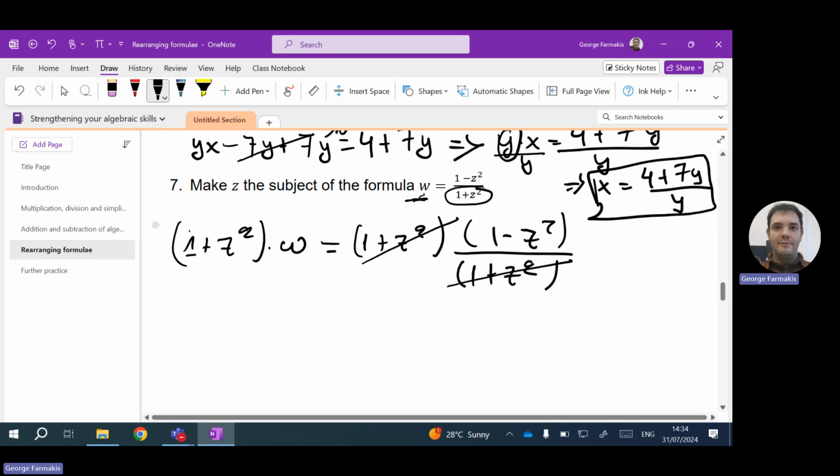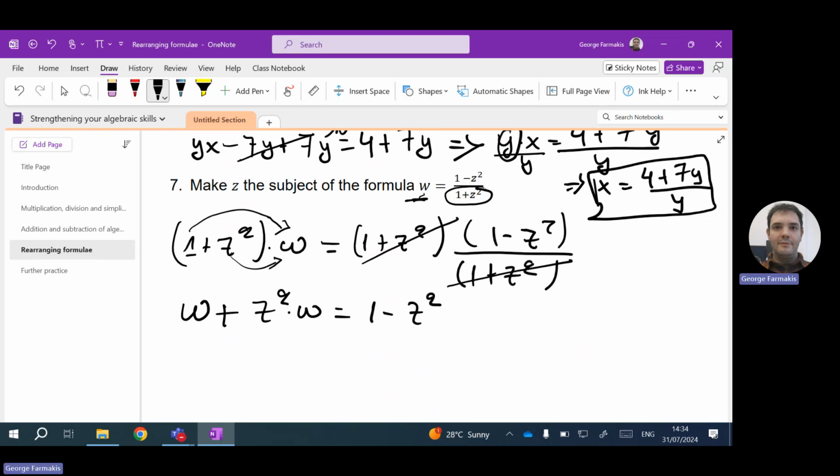And here let's expand the bracket. So 1 times w, z squared times w. So 1 times w, w plus z squared times w. This is equal to 1 minus z squared. Okay, we want to solve for z. So the idea is that on one side, we only have z, and on the other side, we only have 1 or w. Okay, we have the terms that do not depend on z.